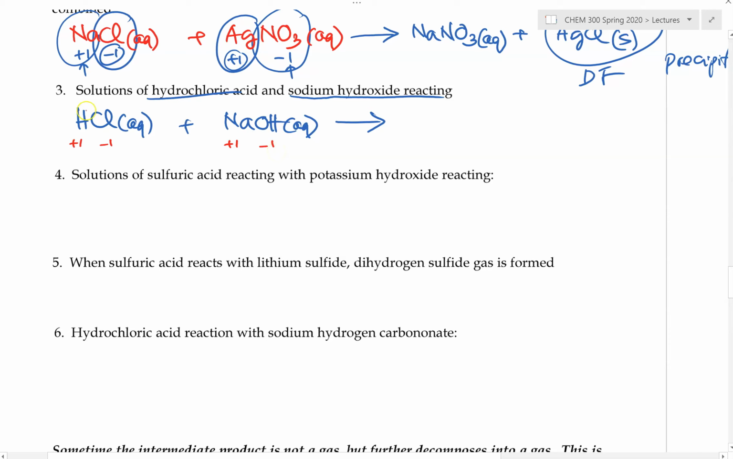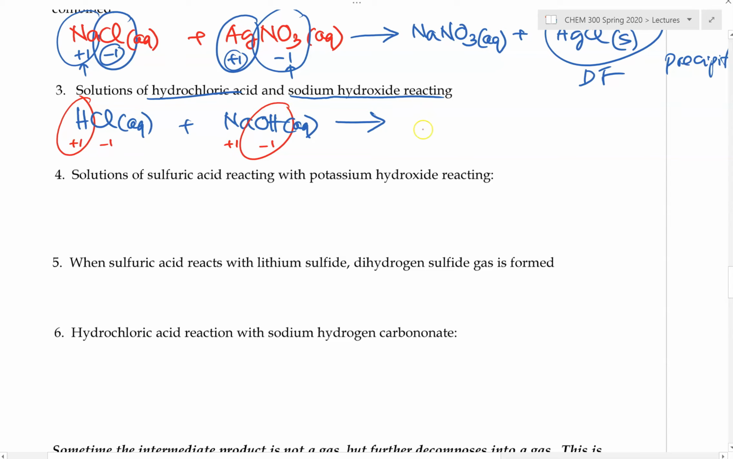If anything is going to happen, hydrogen would form a compound with OH. Because H is +1 and OH is -1, they come together in a 1-to-1 ratio, and that would produce water. We know water is a liquid. Now the sodium would bind with the chloride to form NaCl. When we apply the solubility rules, we see sodium chloride is soluble in water, so it is aqueous. So will there be a reaction in this case? I don't see a solid being produced. And the answer is yes, there is a reaction.